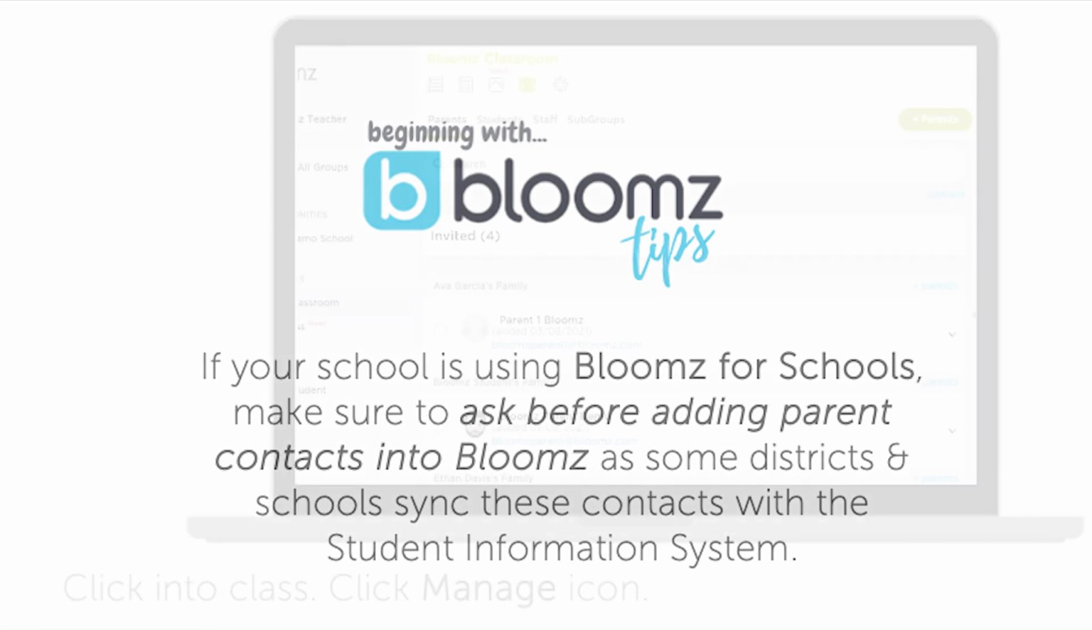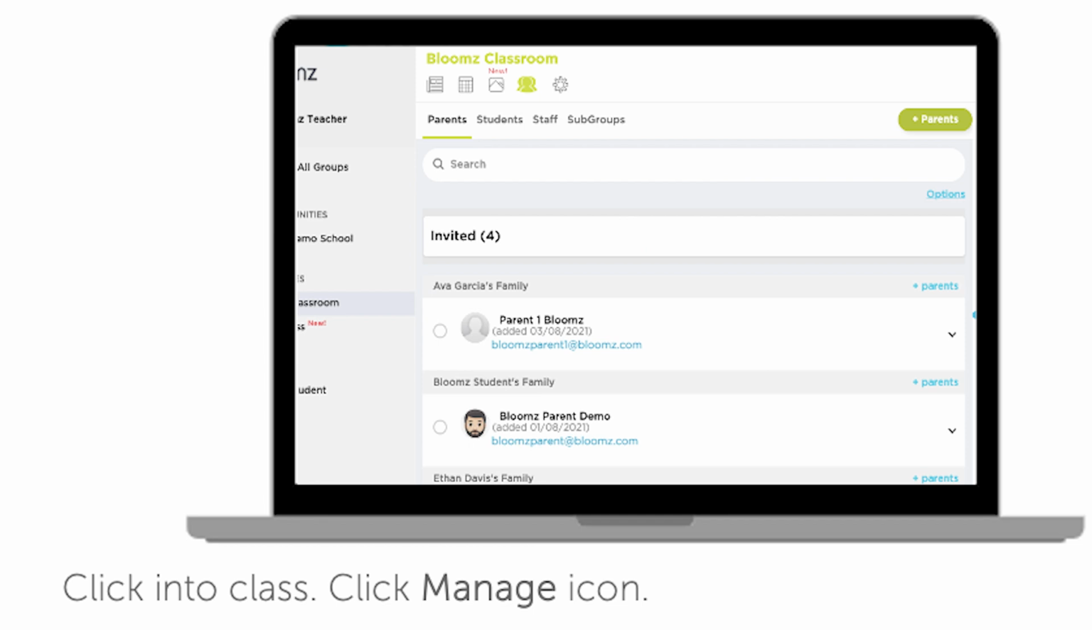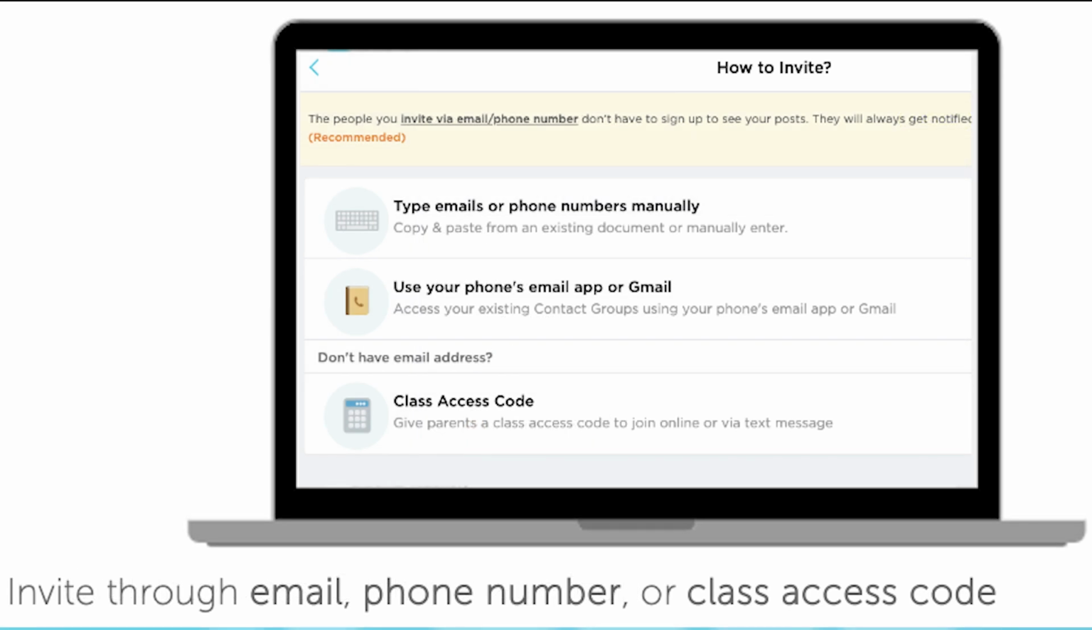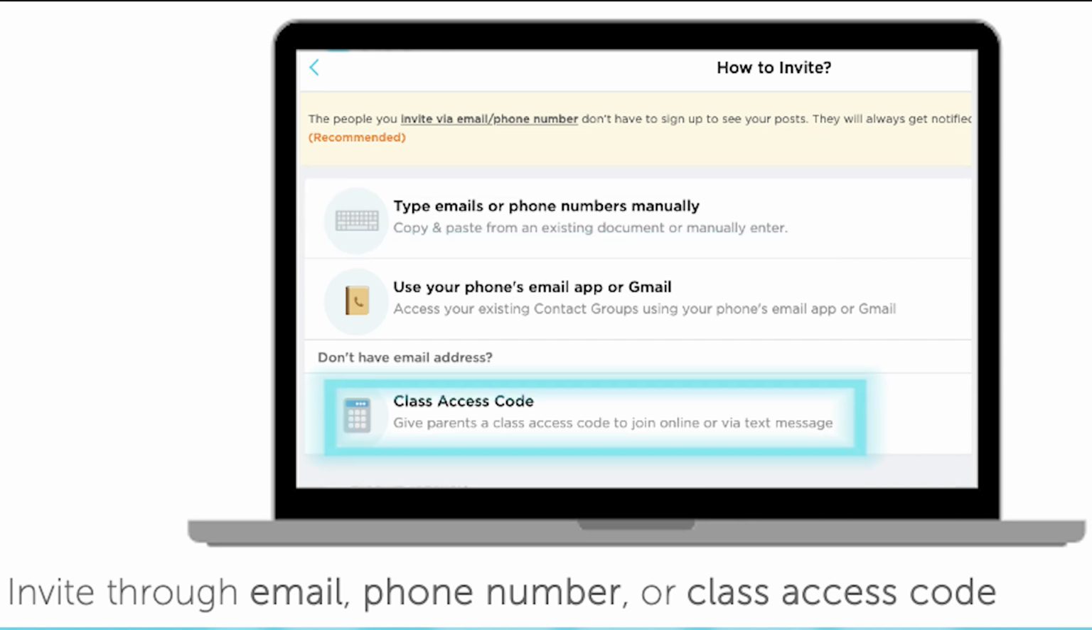If you are needing to invite parent contacts to Bloomz, you will need to click the plus parent in the top right corner of Bloomz. You will notice that there are 3 ways to invite parent contacts to Bloomz: through an email, phone number, or an access code.